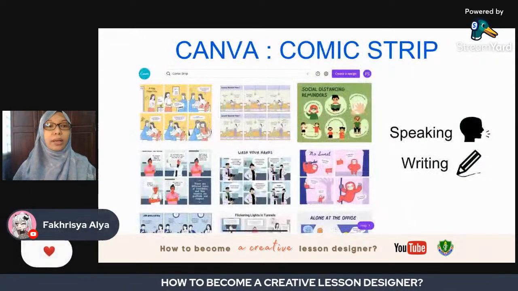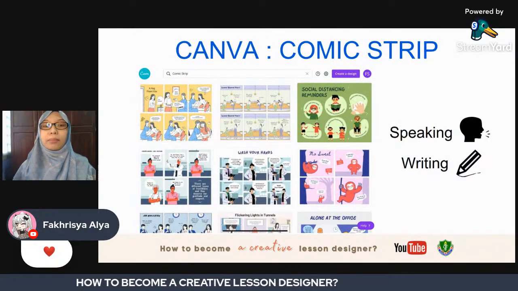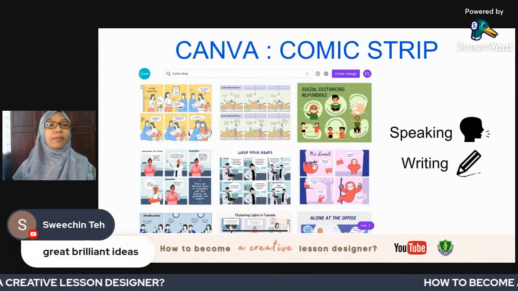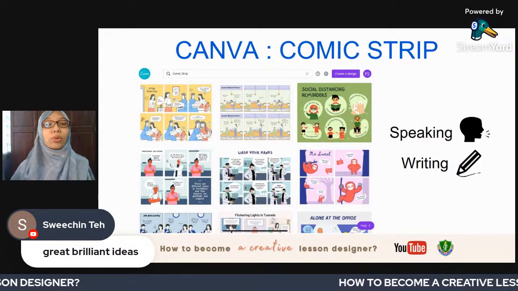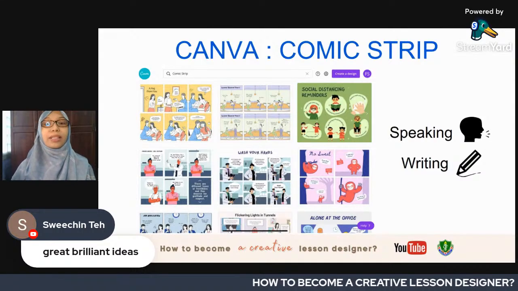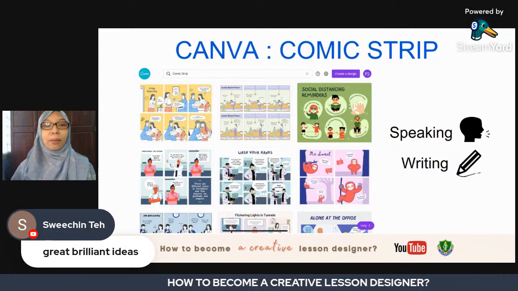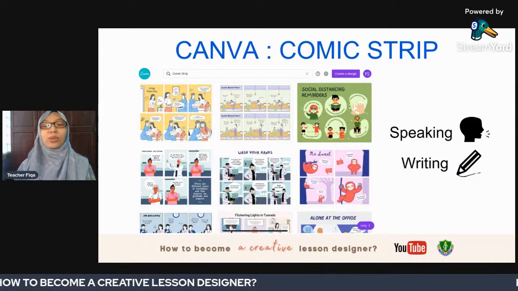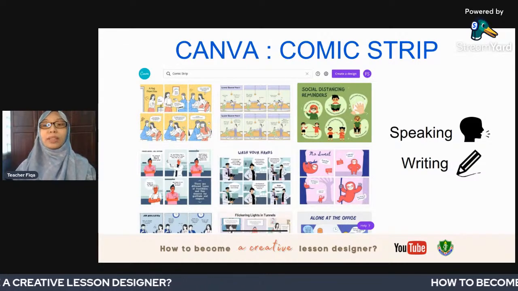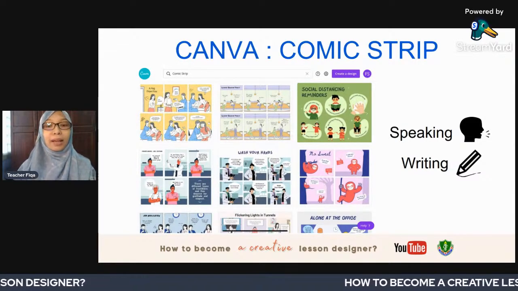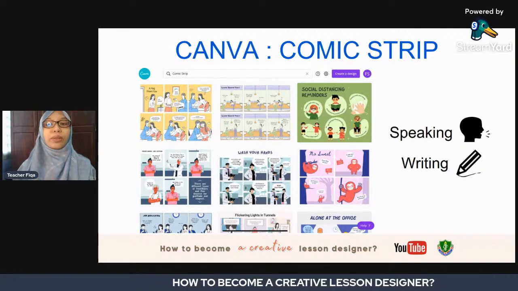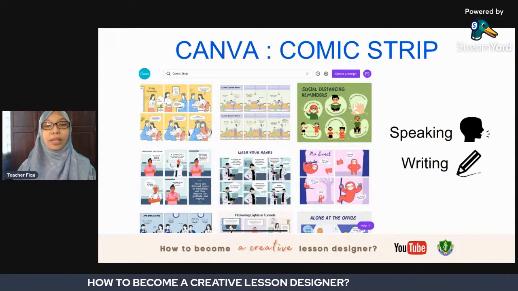All right, so next one, I have creating a comic strip from Canva. I really love this activity as it promotes creativity and higher order thinking skills among our learners. I think it's very easy actually. Students can search many comic strip templates on the Canva website, and for this post-task activity, I asked them to create a comic strip related to the topic spatial relationship.